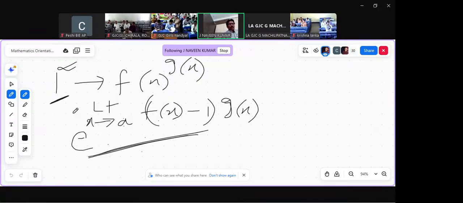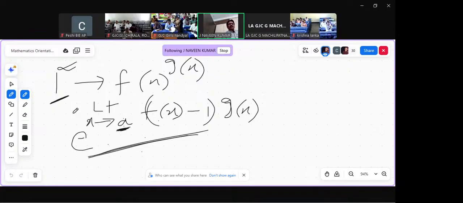After e power, the limit x extends to a is written outside. Here a means whatever the limit given in the question, that you should apply. E power limit x extends to a f of x minus 1 into g of x. A very useful shortcut, sir.